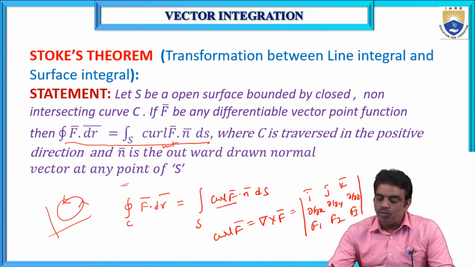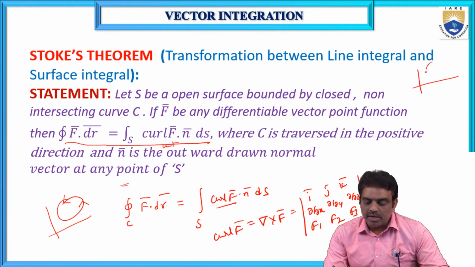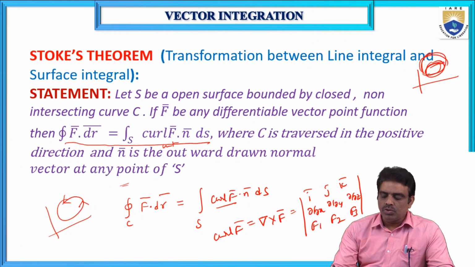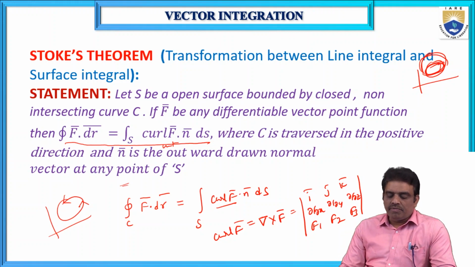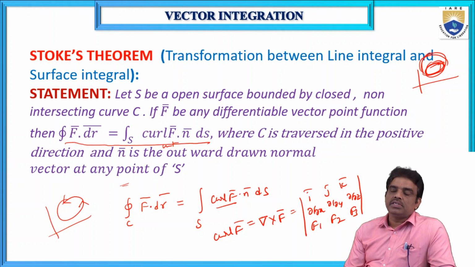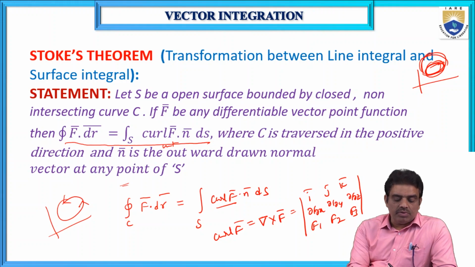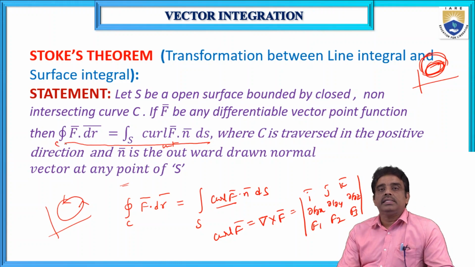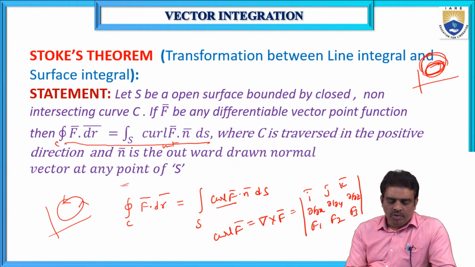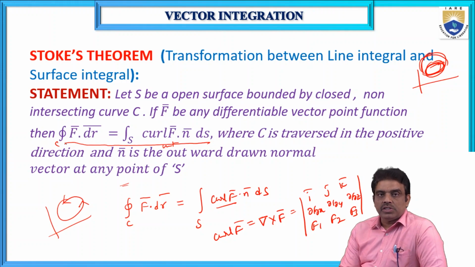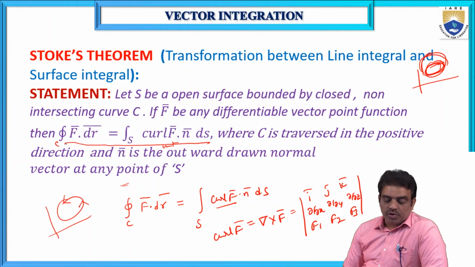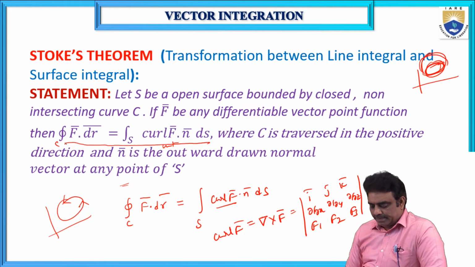So let S be any open surface bounded by a closed, non-intersecting curve C, like this. If f bar is any differentiable vector point function, integral over the closed curve C, f bar dot dr bar is equal to integral over S curl f bar dot n bar ds, where C is in the positive direction and n bar is the unit outward normal vector to the surface.